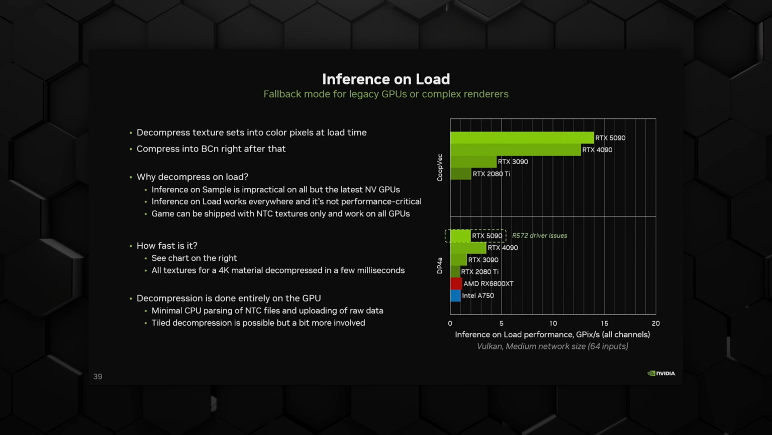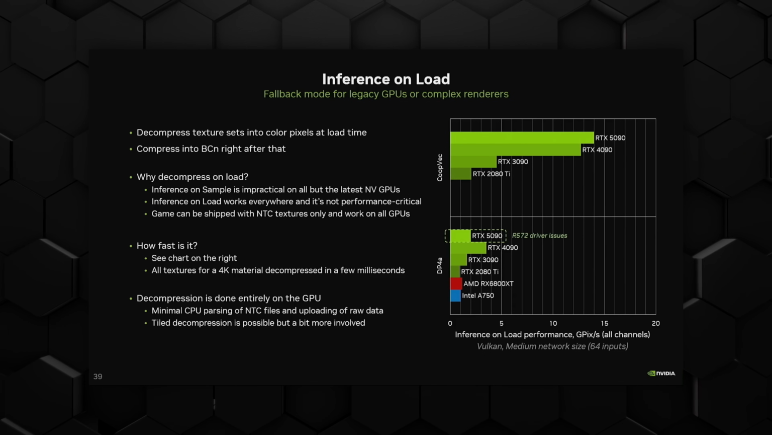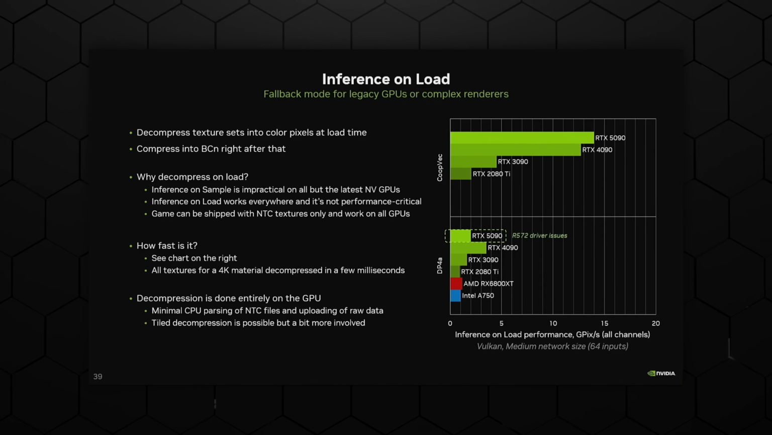GPUs like the RTX 5090, for example, could decompress almost 3 times more textures in the same time span, because tensor cores were being used instead of just normal SMs. And I thought that was really awesome. And I think this is going to be possibly the future of texture decompression on PC.